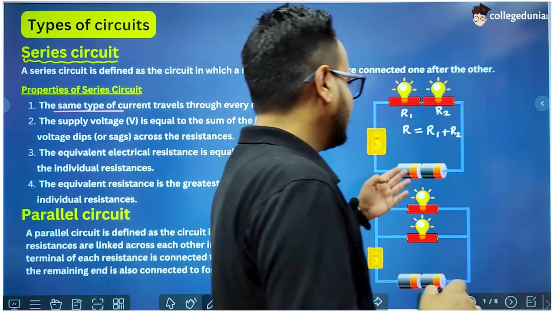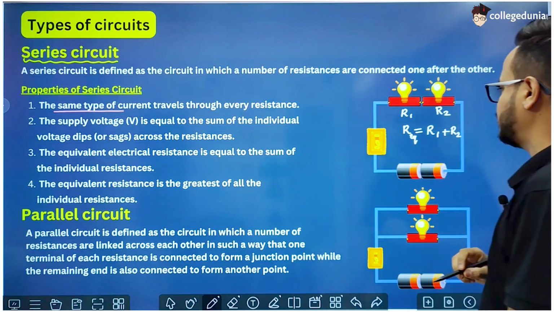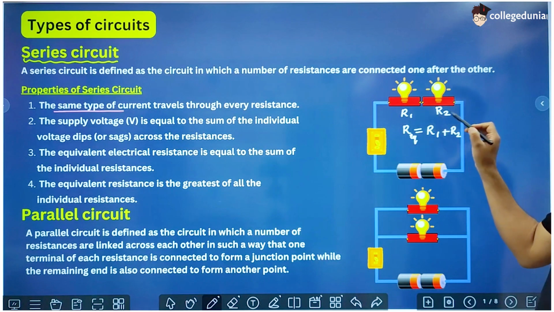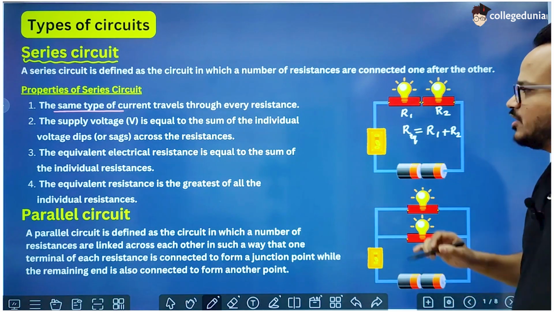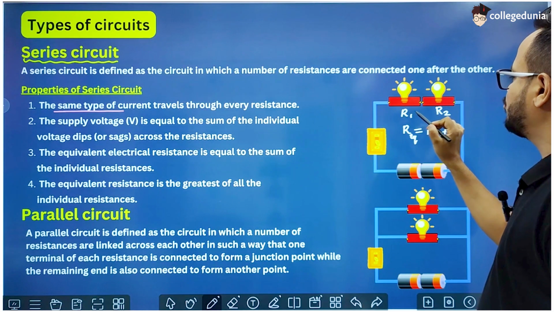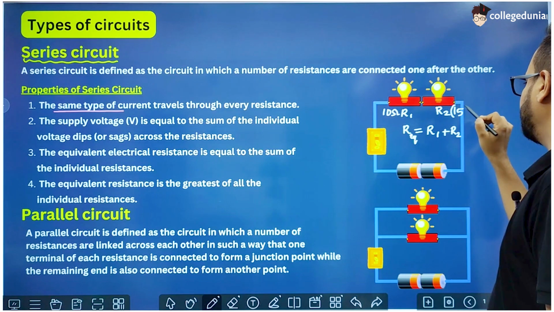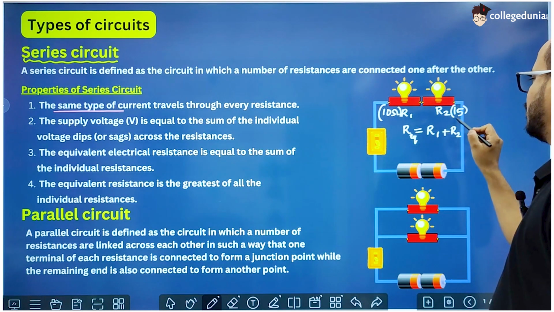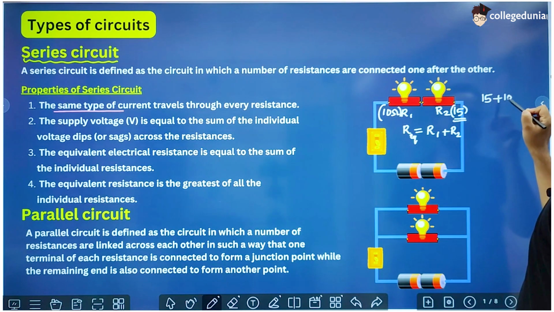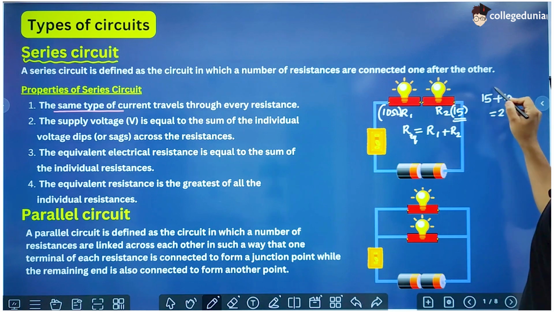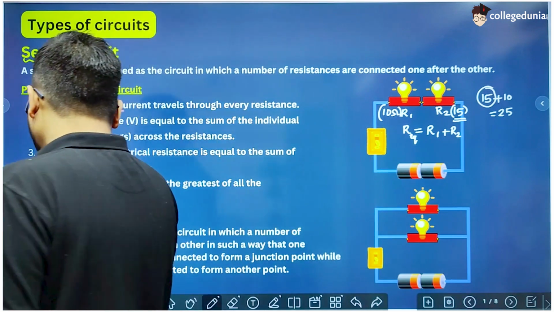And this sum is the equivalent resistance. So the equivalent resistance is equal to the sum of the individual resistances. So it is always greater than the greatest of the resistances. For example, suppose R1 has a value of 10 ohm and R2 has a value of 15 ohm. So greater of the two is 15, and the answer is going to be 15 plus 10, that is 25, which is greater than the greatest of the resistors. So overall resistance will increase in a series circuit.